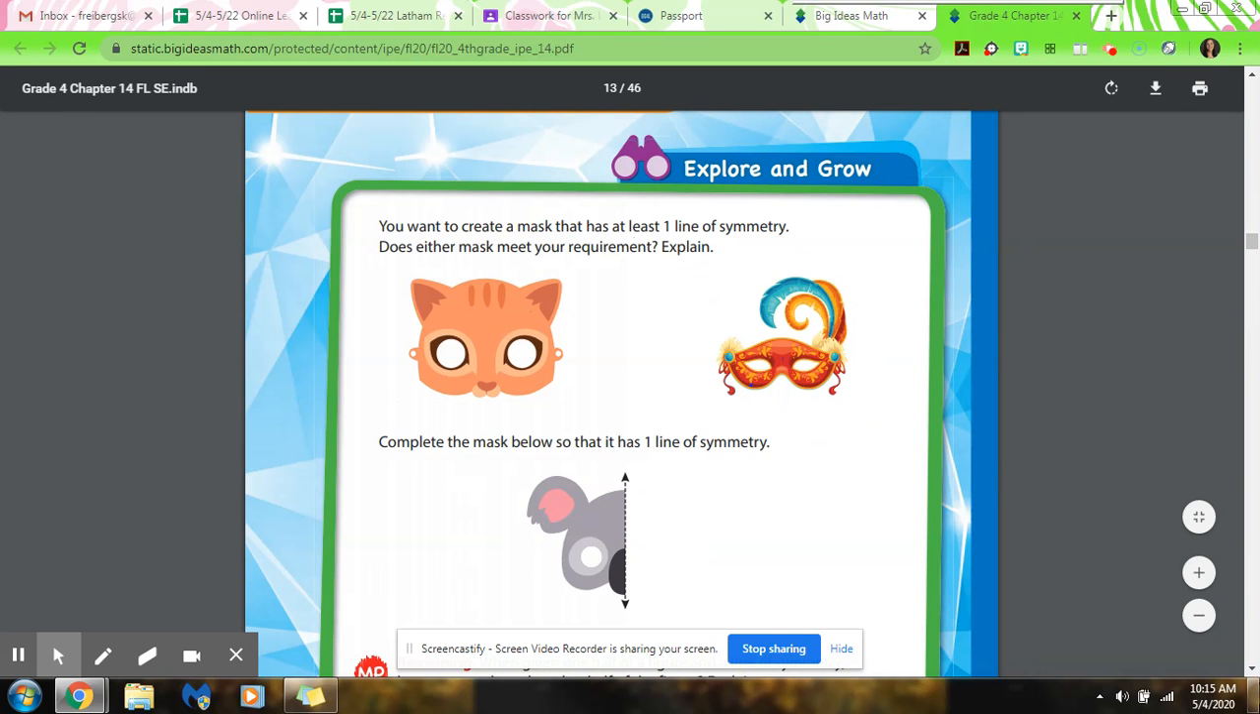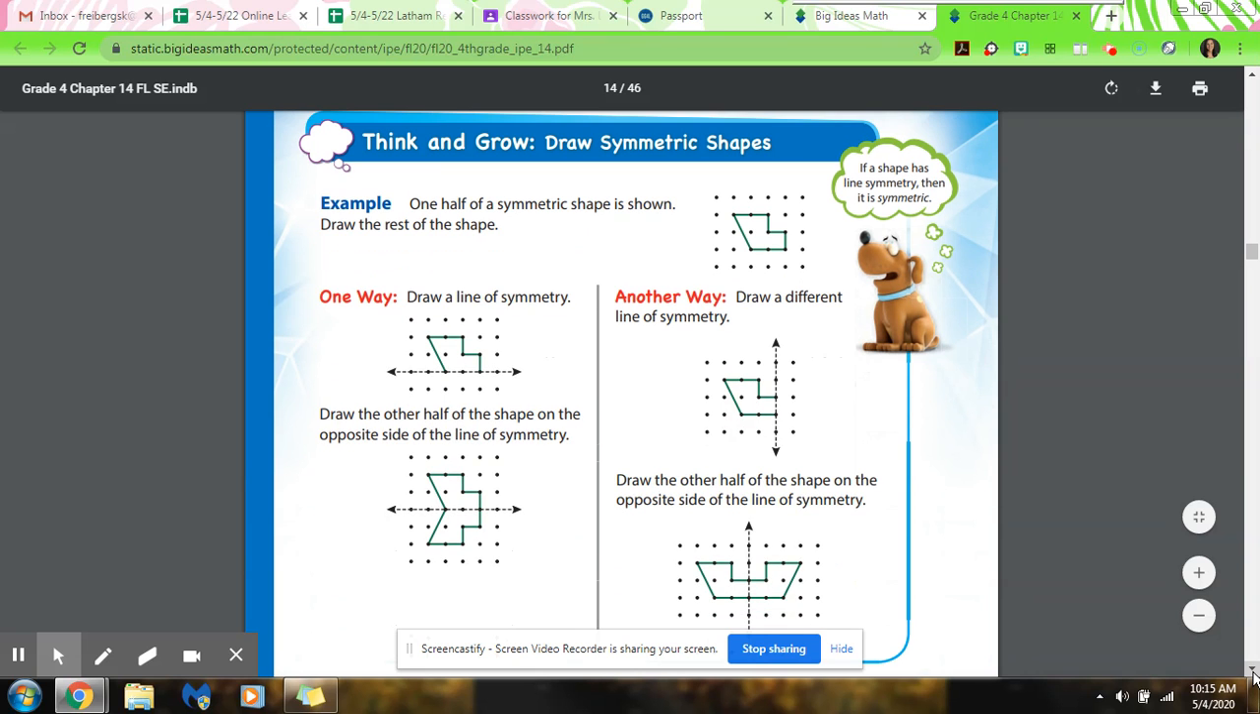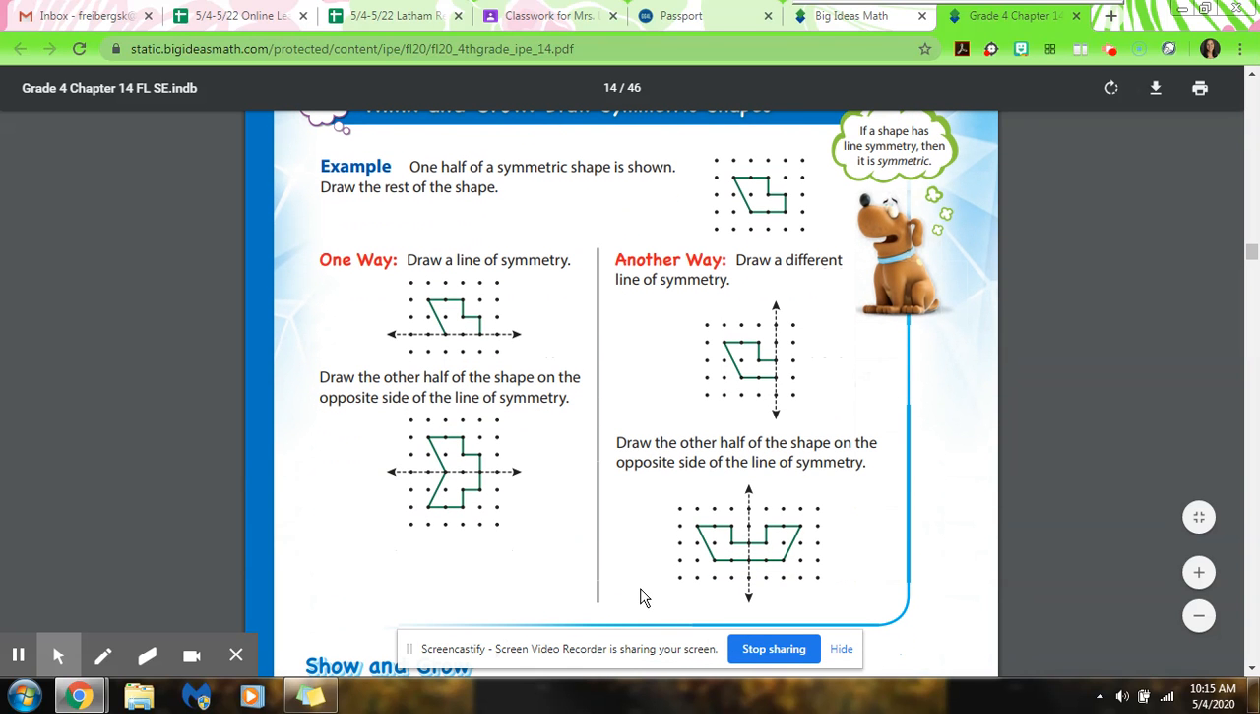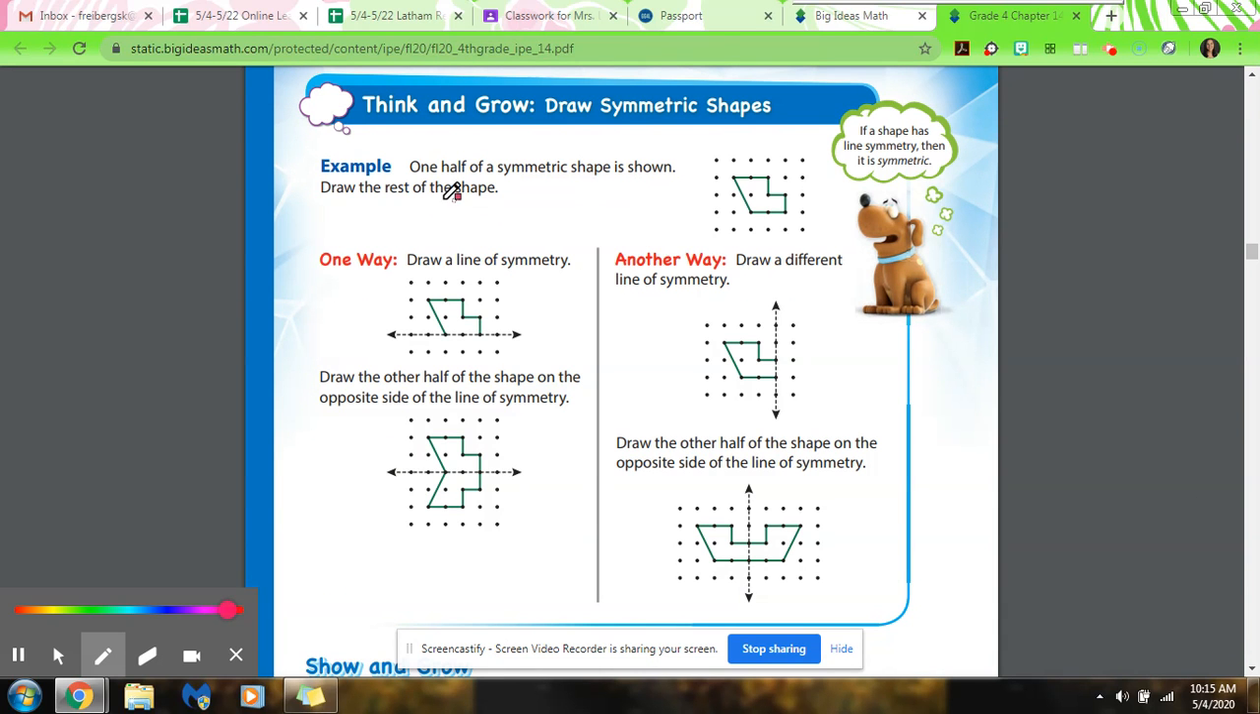I'm going to go ahead and scooch on down to our next practice pages, which is going to show us maybe on a grid how to draw it. All right, so it says, one half of the symmetric shape is shown. Draw the rest of the shape. Okay, so for example, they're showing us this top half of, I'm not really sure what shape this is, but we can guess that it might be some kind of trapezoid, the square on it kind of shape. So what we're going to do is take this shape and try to draw what it would look like on the bottom half.